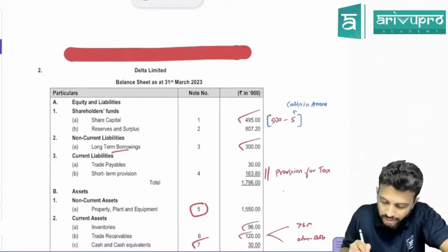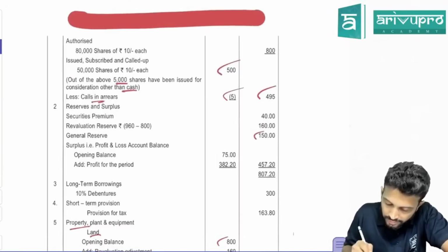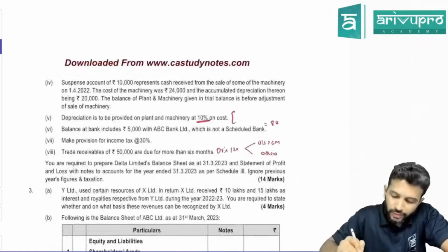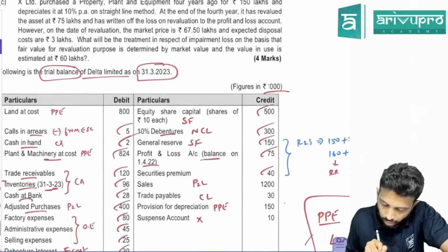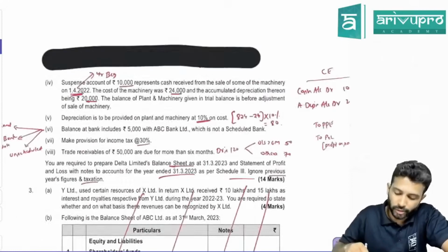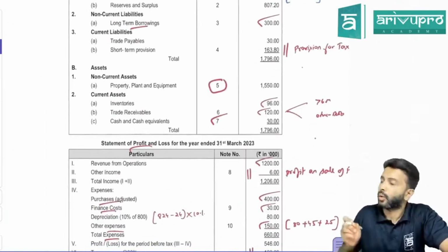Check, come to the reserves and surplus working note. 150, 75 and 40, no? 150, 75 and 40. We have ticked off. Other things we'll see later. Next is what, sir? Sales. Sales, where will it come? In your P&L account. Check, in P&L account, have they shown revenue from operations 1200? Revenue from operations 1200. Okay.